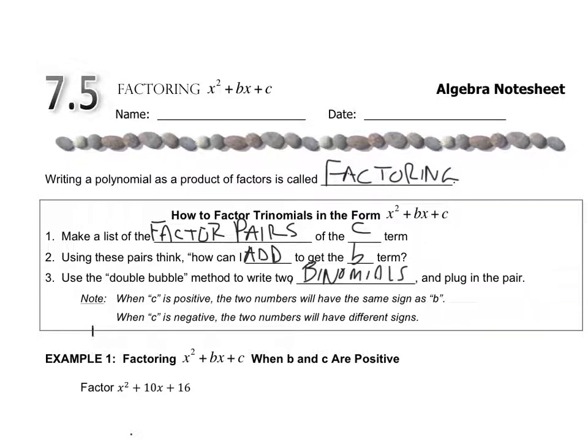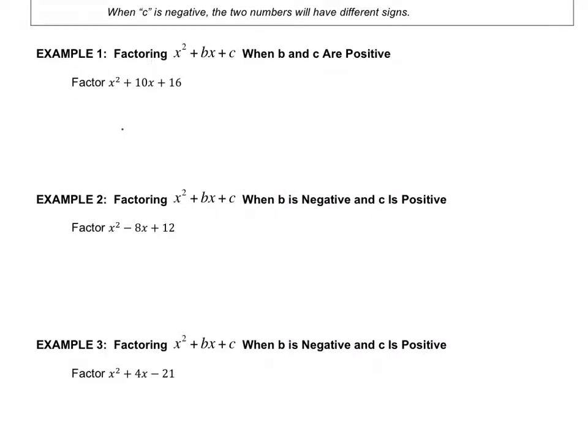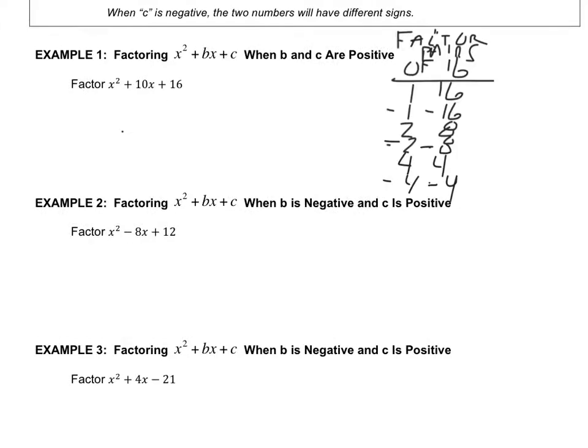We are factoring x squared plus 10x plus 16. Well, the very first step says to find the factor pairs of the C value. The C value obviously being the number 16. So think about the pairs that go together to make 16. There are the factor pairs for a positive 16: 1, 16, negative 1, negative 16, and so on and so on.